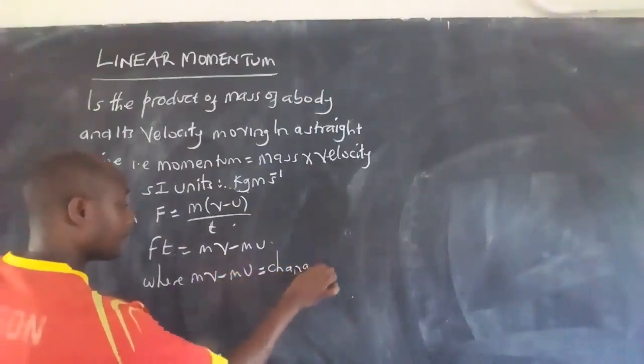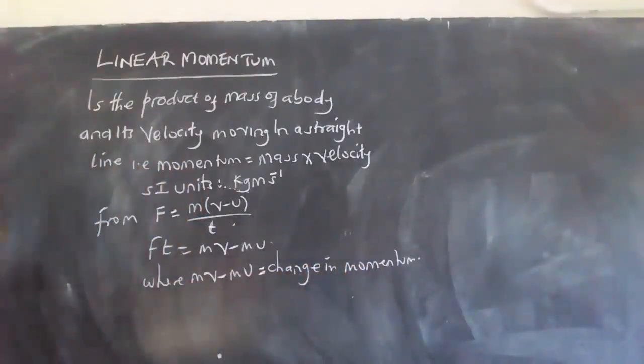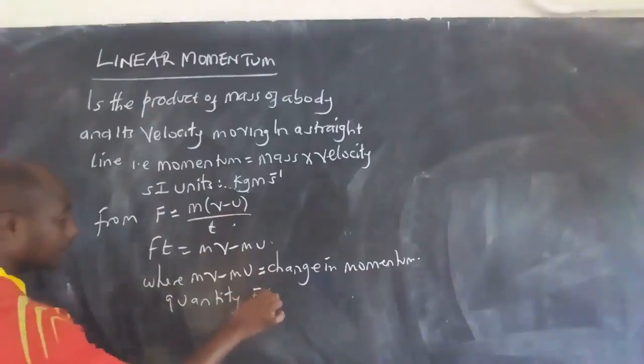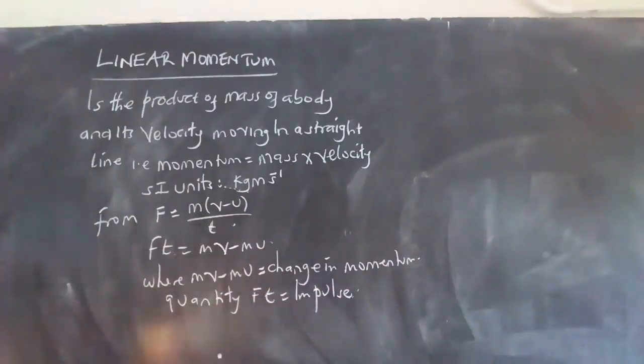Since it is a change in momentum, the quantity Ft is called impulse. Impulse is defined as the product of force and the time for which the force acts on a body.